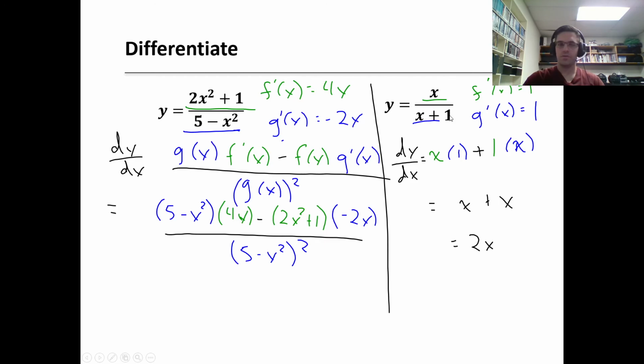Second example, same procedure, but a little easier to work with, a shorter polynomial. F would be x, so f prime would be 1. G would be x plus 1, so g prime would be 1 as well. And so we do high d low minus low d high over low squared. I think I just didn't finish this example in class. My bad.